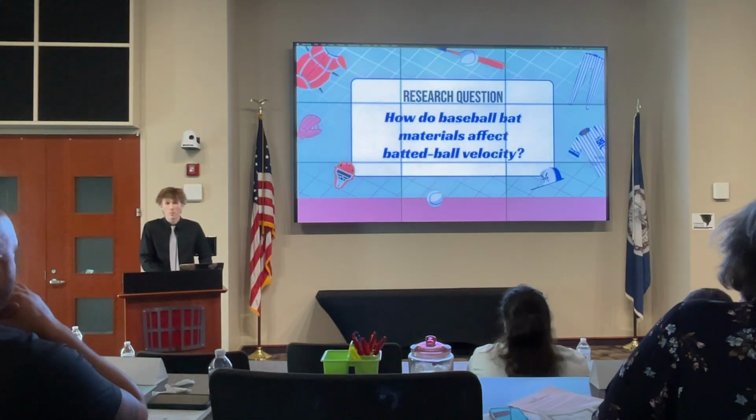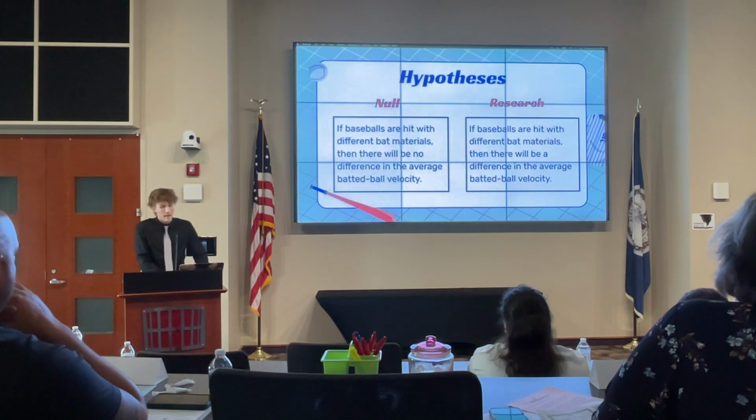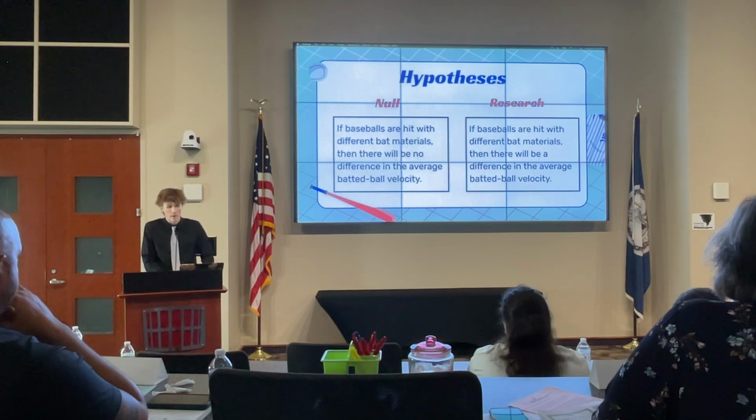Now, the research question for my study goes as, how do baseball bat materials affect batted ball velocity? And looking into my hypotheses, I came up with the null hypothesis by looking into prior research and deciding it's very possible that aluminum bats and composite bats can simply hit the same.